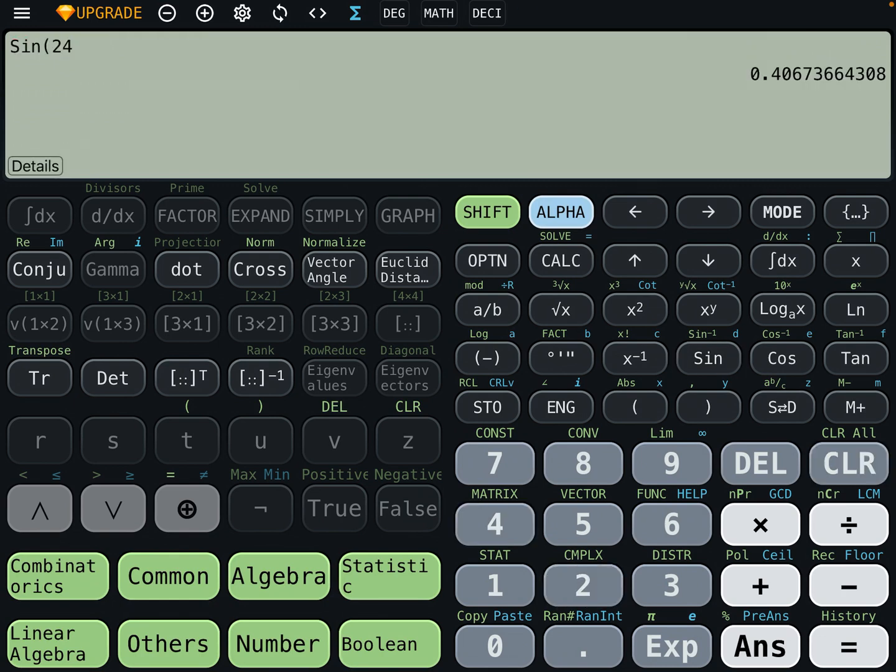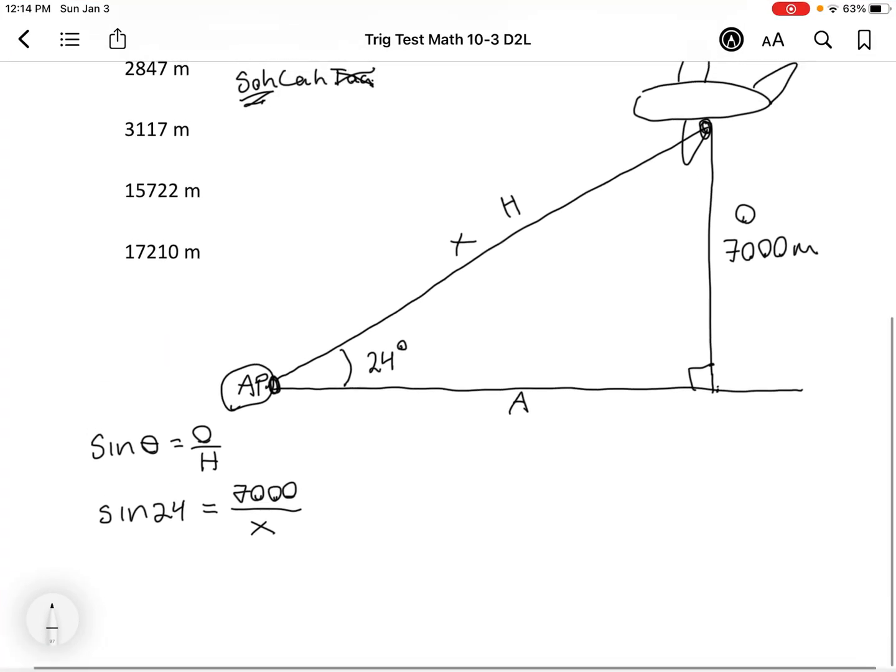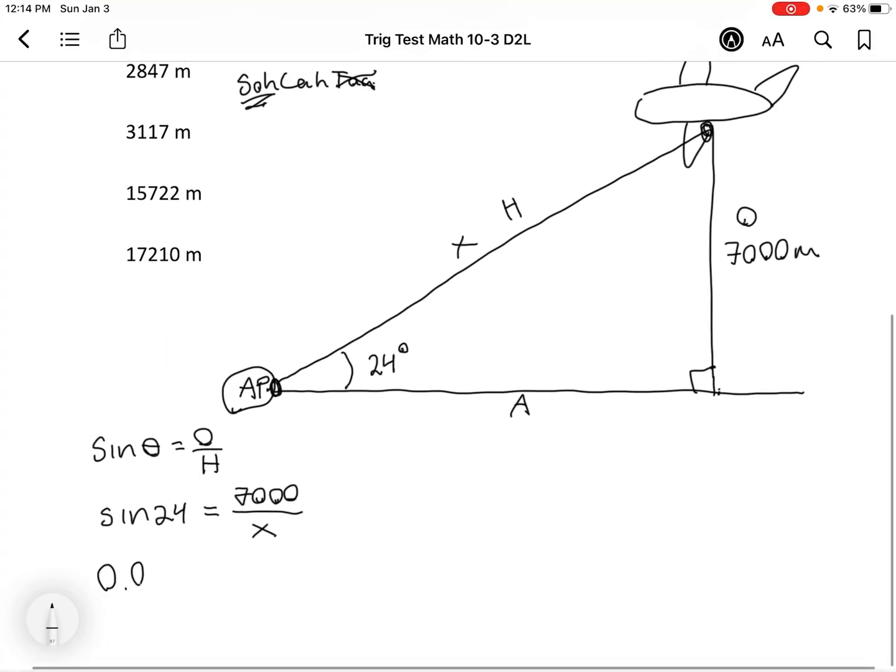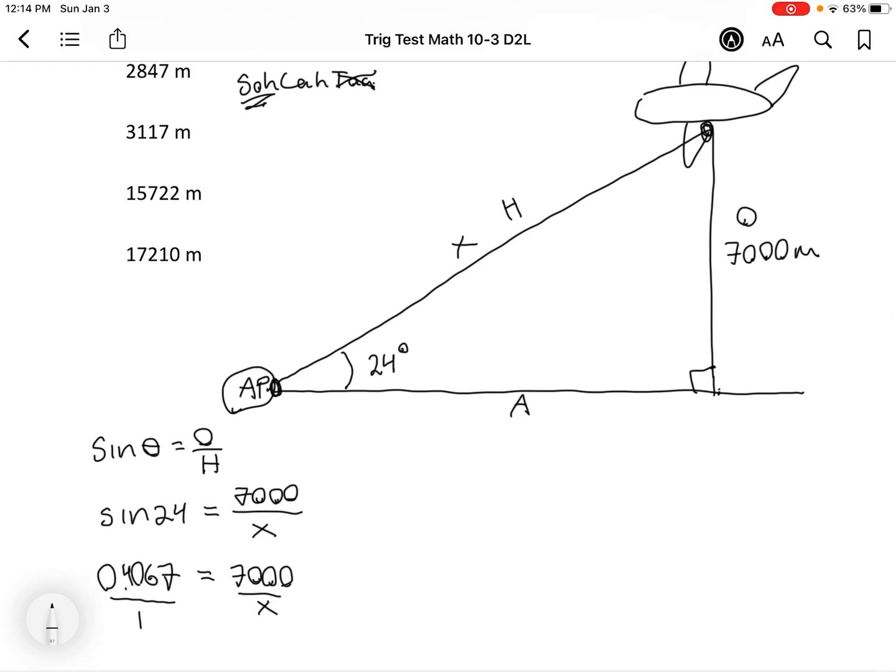Sine of 24 is, okay, I'm not going to make this mistake again, 0.4067. 0.4067 equals 7,000 over x. And remember, you can make this over 1. Okay, so we're in this situation again that we saw earlier in the quiz where x is in the denominator. But we can fix that by setting the reciprocals equal to each other. And once again, the reciprocals are when we flip both fractions. So we're going to write this equation instead.